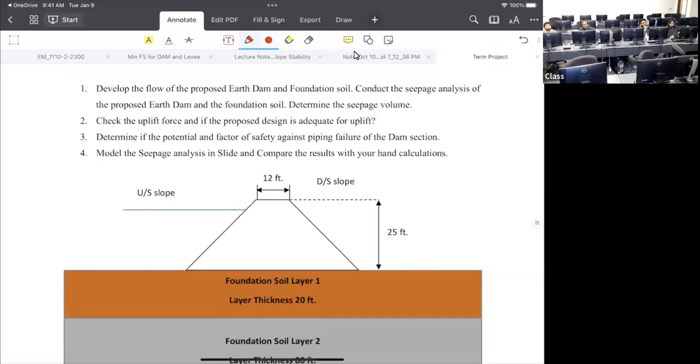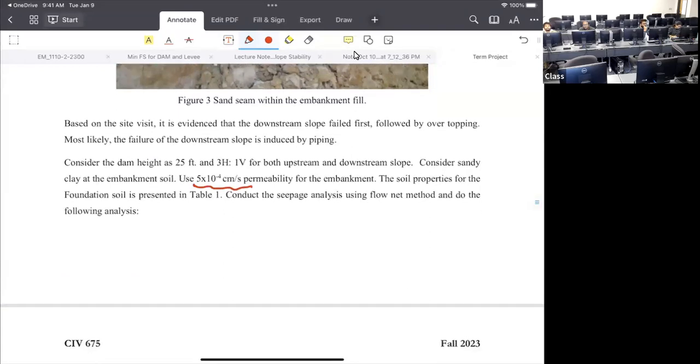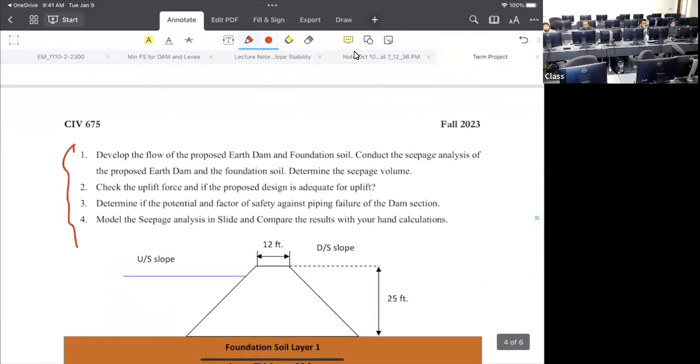So I give you the dimensions. The dimensions are pretty close. I didn't make them up, but the soil properties I give you here are fabricated. They're not the actual soil properties, but I give you some data so you can run them. That's why I tried to give you close numbers. The first thing is you need to do all the hand calculations. Items 1, 2, 3 are the hand calculations where you do the seepage analysis for the embankment and the foundation soil and come up with the calculations.